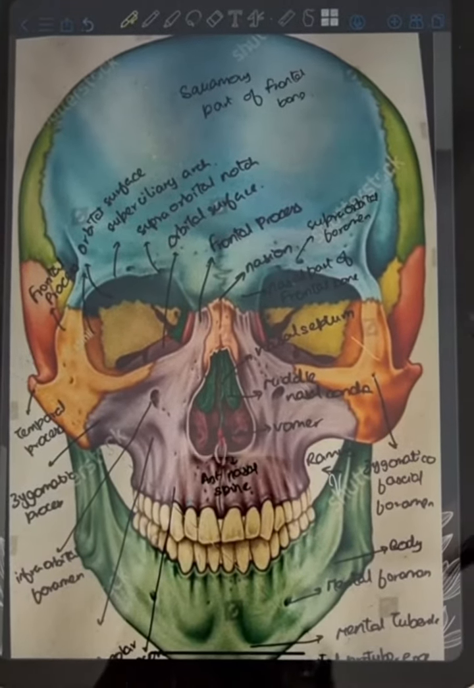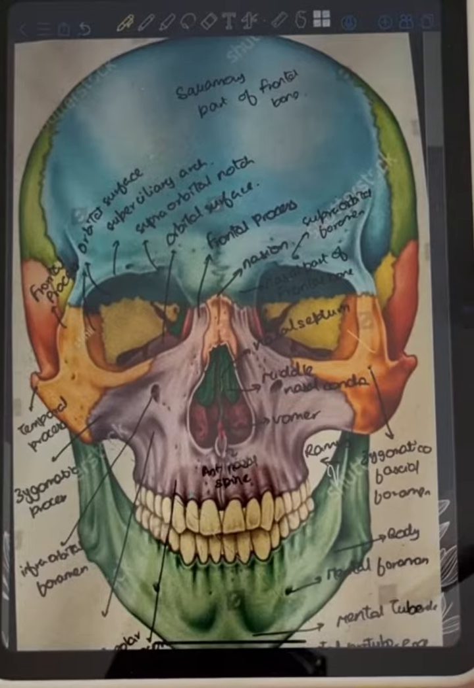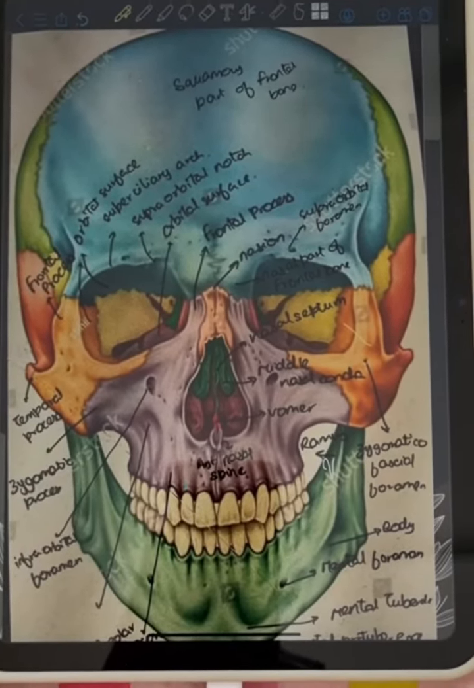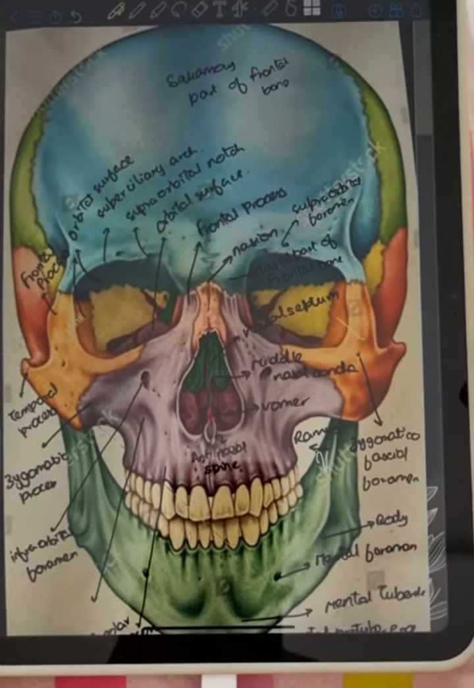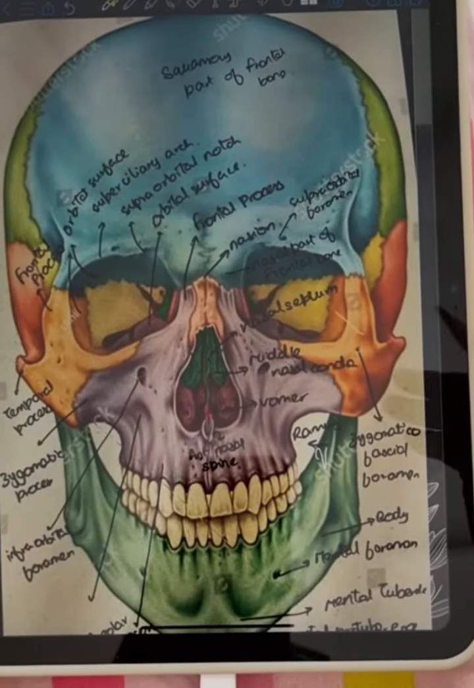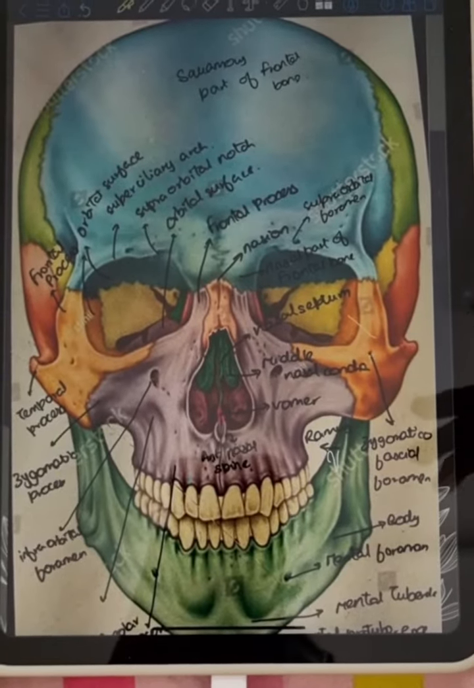Okay, today we'll be discussing the Norma frontalis view of the skull. Norma frontalis is when you view the skull from the front, Norma occipitalis from the back, Norma verticalis from the top, Norma basalis from the base, and Norma lateralis when you give a side view of your skull.